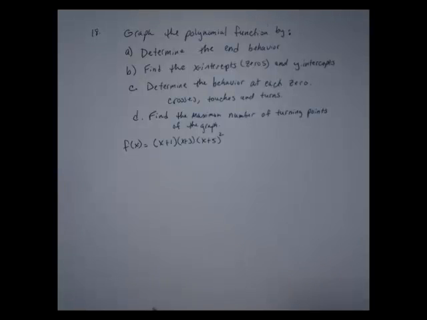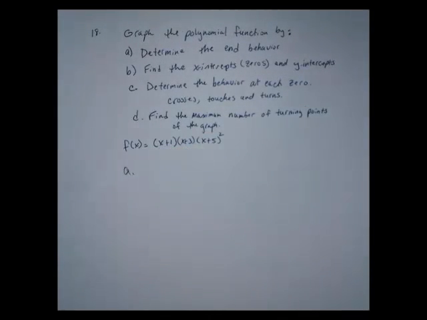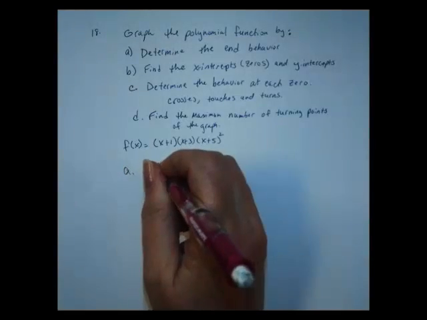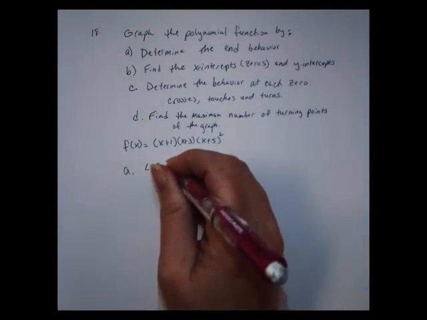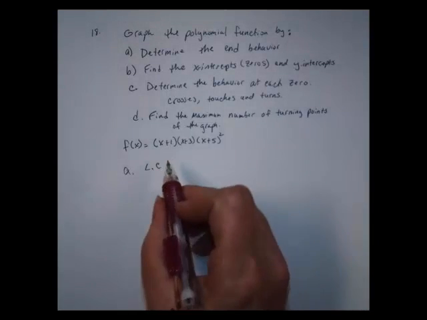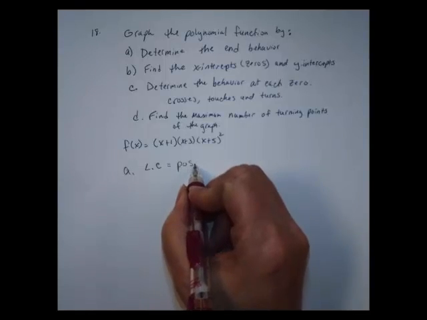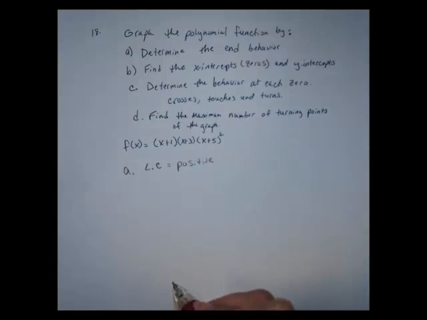So the first thing we're doing is figuring out the end behavior. So remember, we're looking at the leading coefficient again. I'm going to write that as LC. Is it positive or negative? The number does not matter. It's just if it's positive or negative. We can see there are only positives happening here on our x's, so this will be positive.